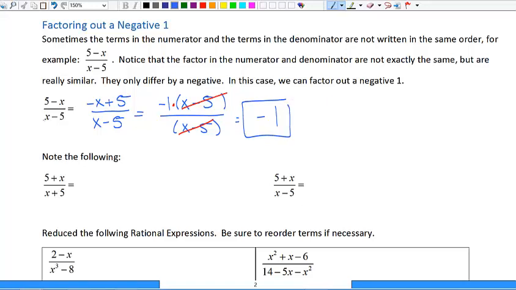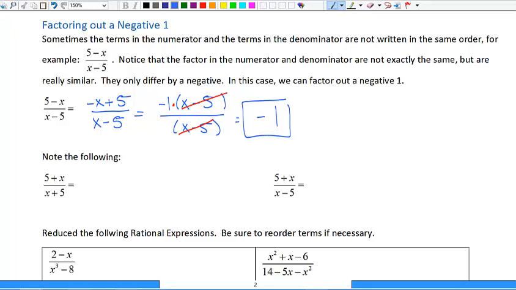So notice that if they only differ by a negative, 5 minus x over x minus 5, the x is negative in the numerator, but positive in the denominator. The x is positive in the numerator, yet negative in the denominator, then the answer is just going to divide out to negative 1. Please note that that is not the case for the next two examples.